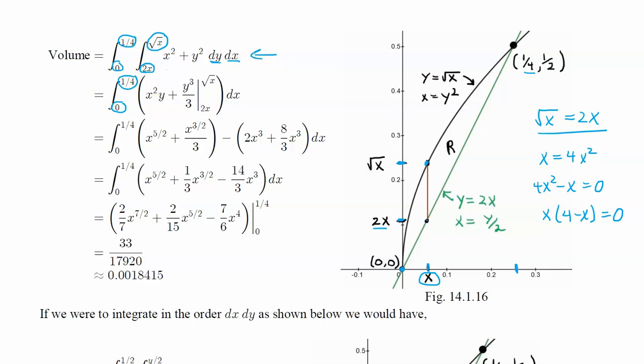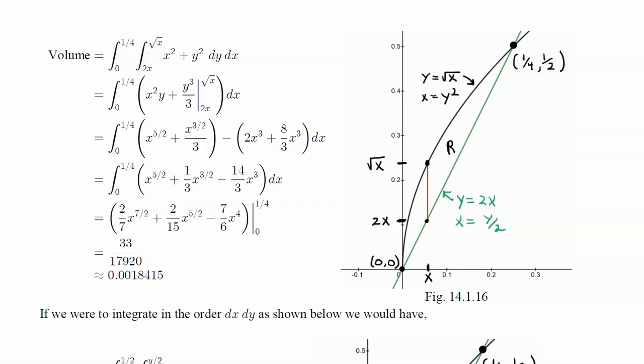All right, and when we do that, we need to integrate this with respect to y first, so we treat the x like a constant. So the antiderivative of this is going to be x squared times y. X squared is like a constant, plus y cubed over 3. And then we need to put in the square root of x and 2x in for the y's and subtract.